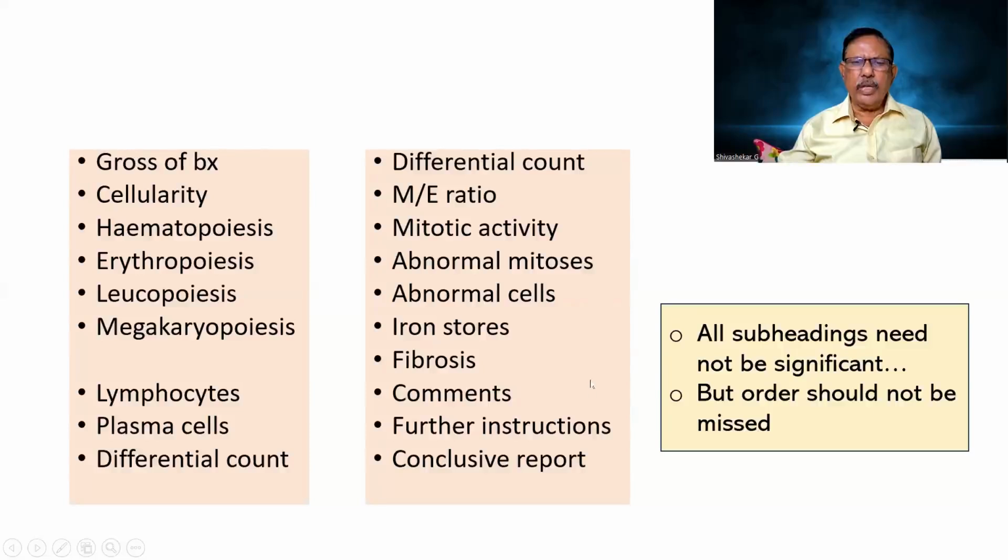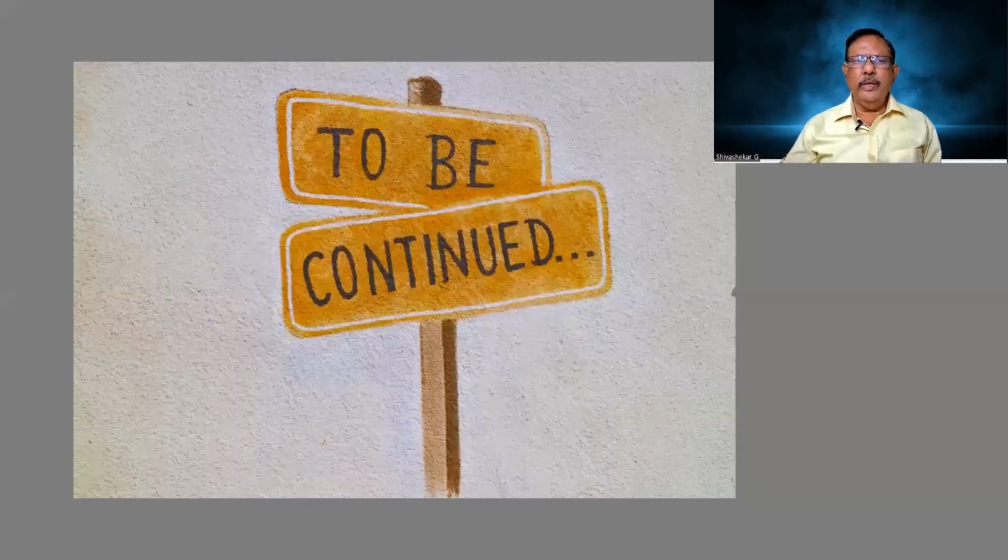Fibrosis. And what is your comment ultimately? A hypocellular marrow due to this, so it fits in with an aplastic anemia. Any further instruction that you would like to give? So treatment with hematinics and advised bone marrow, particularly a hemogram will do first, and later on a bone marrow if it is required. And finally, a conclusive report. But this particular order should not be missed. So think of the subheadings and you go through it. It is something like your CAP protocol. To be continued. Thank you.